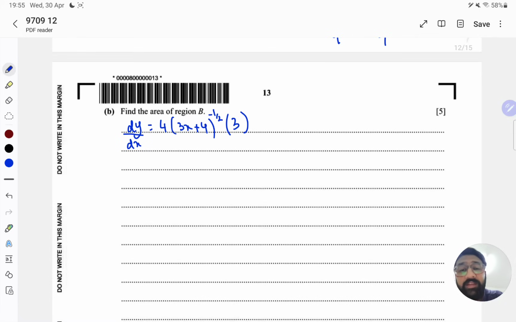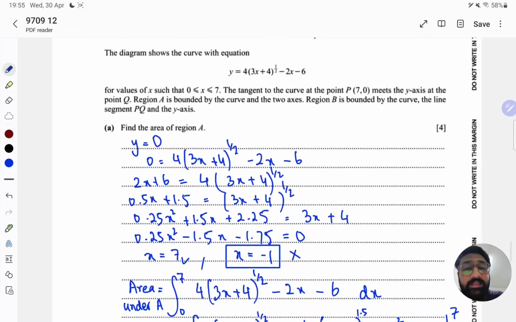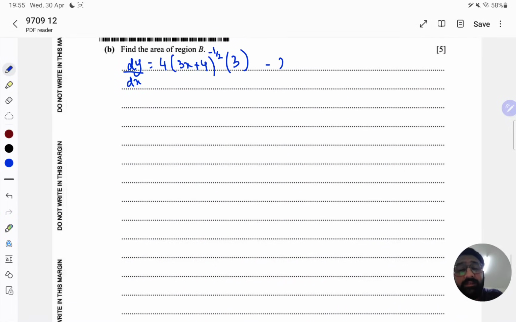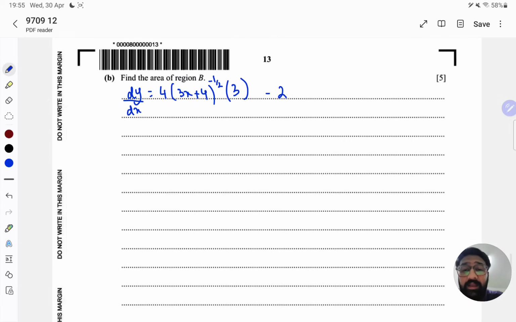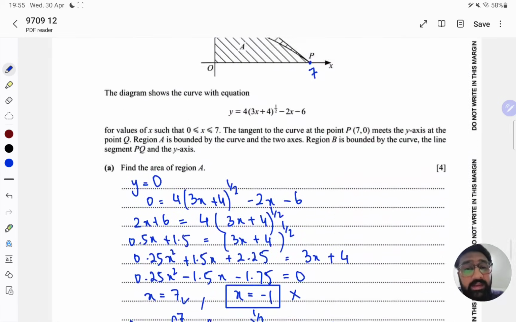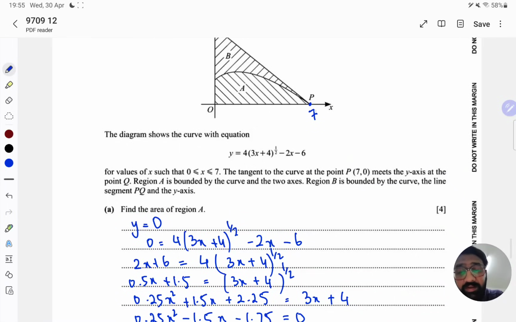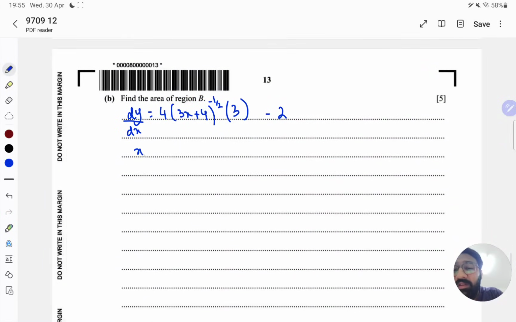So derivative of the bracket, which is 3, and then what is next? Minus 2 as it is. So if I simplify it further, it will be... and I know that the gradient, I need to find it for the specific coordinates, which is 7, 0. I need to substitute the value of x to be 7 in here.